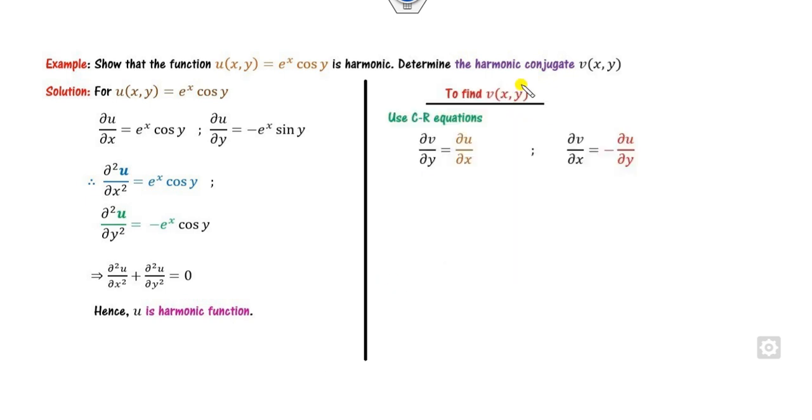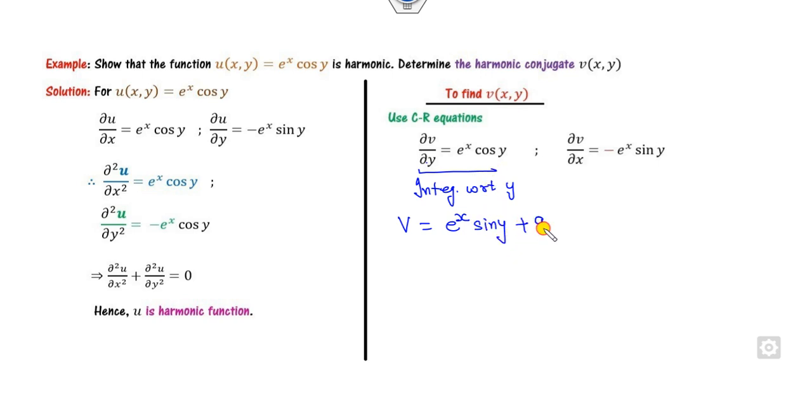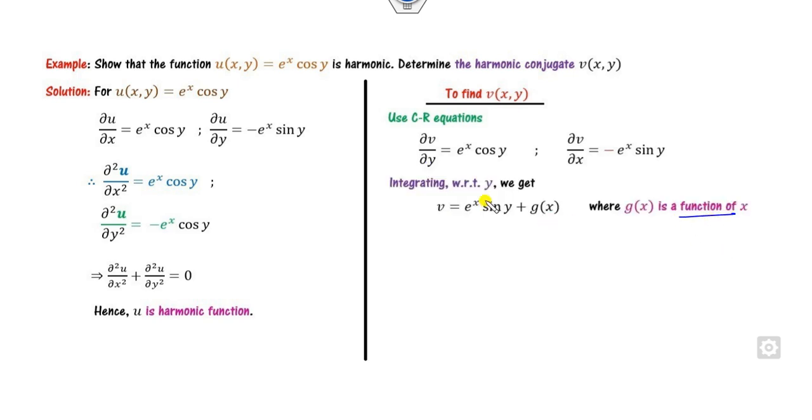How do you find the conjugate harmonic? Again we are using the CR equation. We can substitute the values of the partial derivatives of u with respect to x and y here. Now this is with respect to y, so I can integrate with respect to y. So it is v. What is the integration of cos y? Sorry, it's sine y plus a function of x. Fine, because we integrate with respect to y.